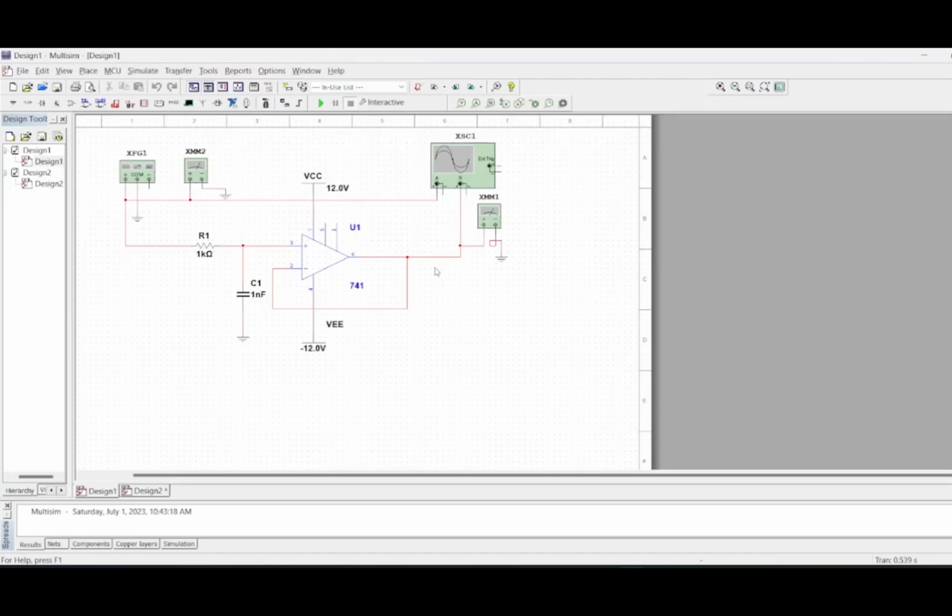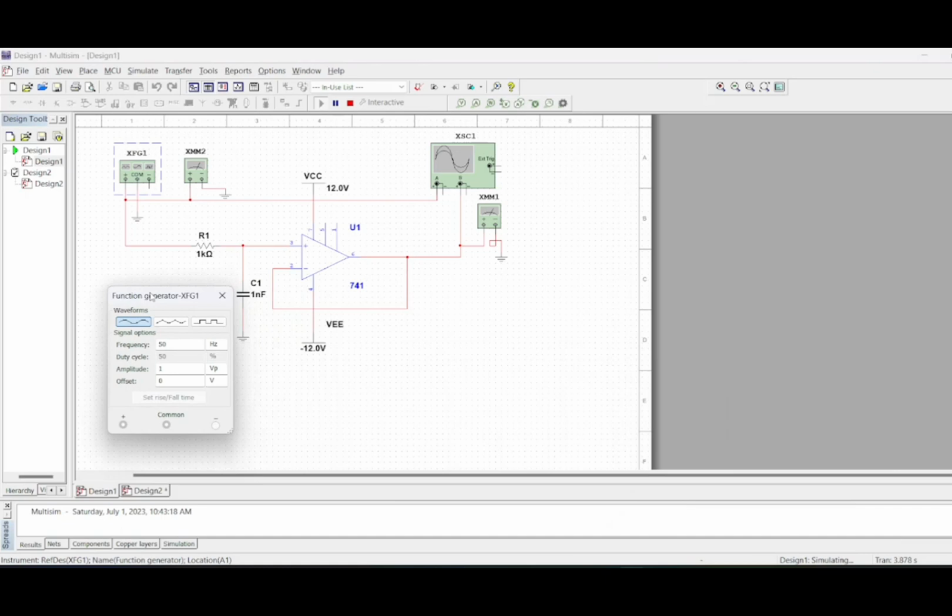This is our active low-pass circuit which I have drawn in Multisim. This is the function generator, and this is the oscilloscope to see the signal. And these two multimeters are drawn to get the output voltage, but it has nothing to do with the oscilloscope output. So let's run the circuit.